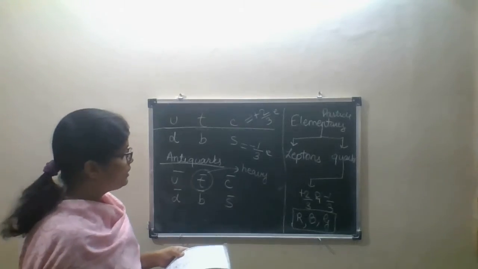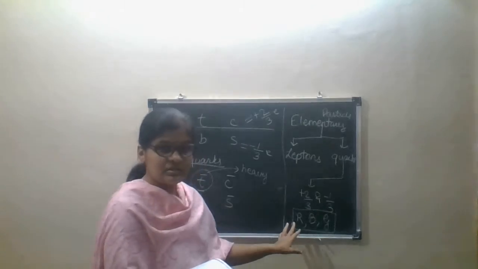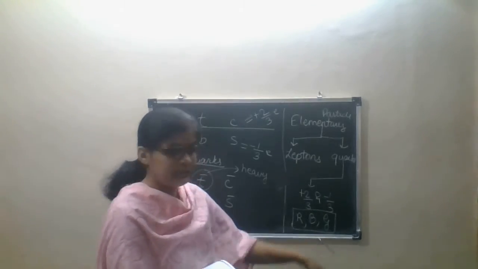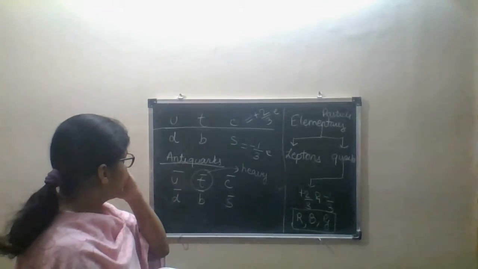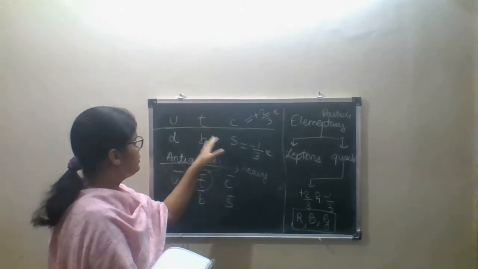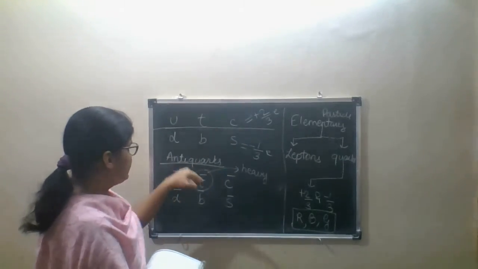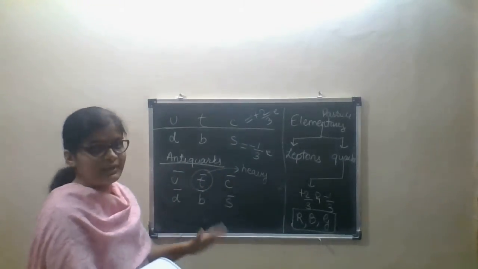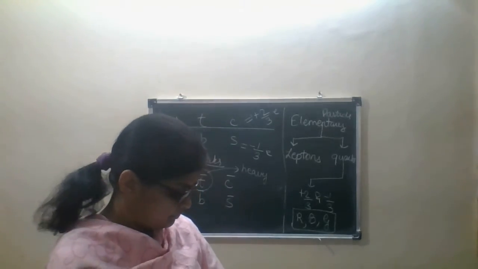So these were the quarks and the respective colors. How many colors do quarks exist in? Quarks exist in three colors: red, blue, and green. What are the particles? The particles are U, D, T, B, C, S, and their antiquarks are nothing but the bar over them. Next is the leptons.